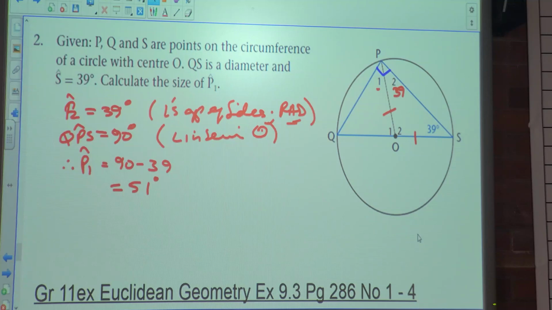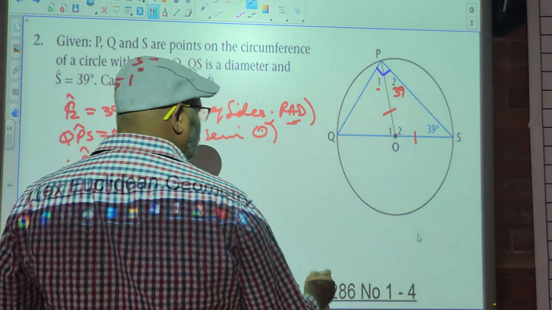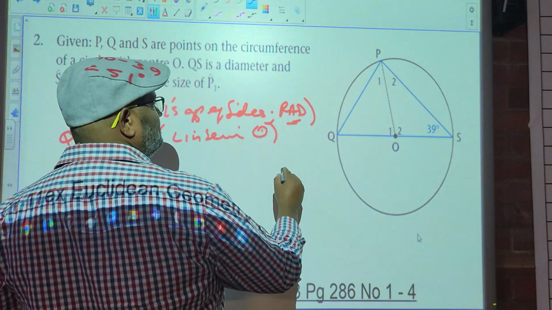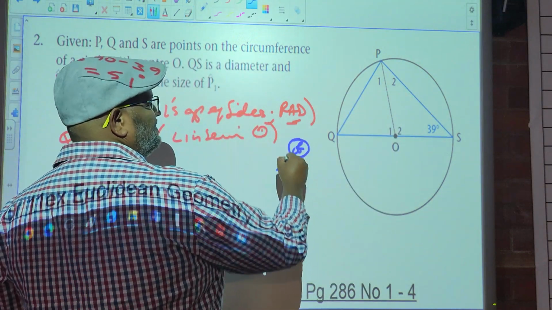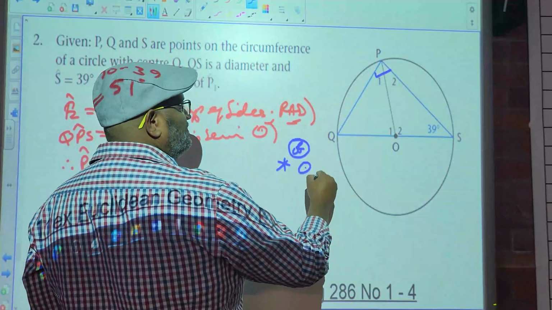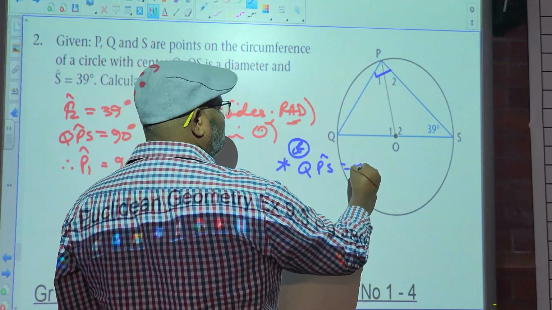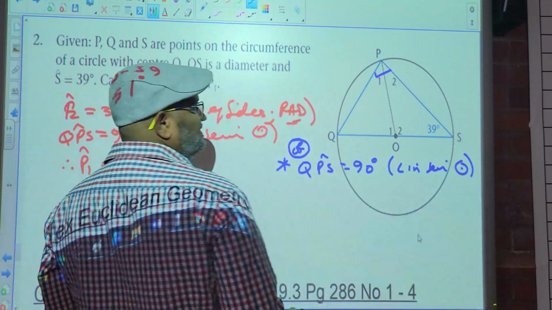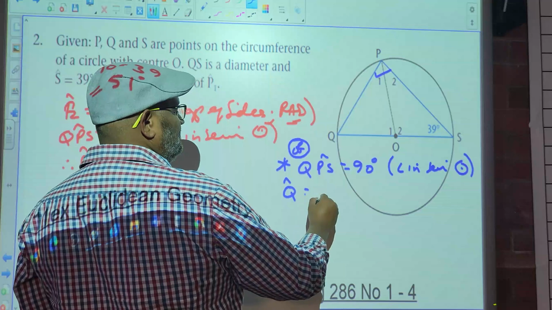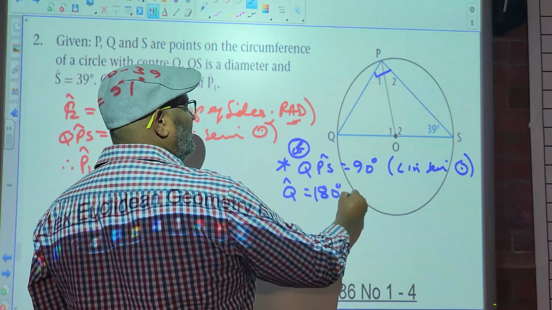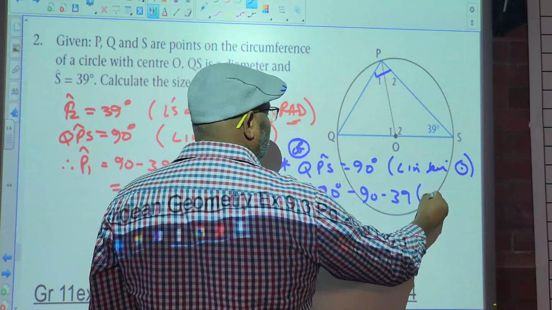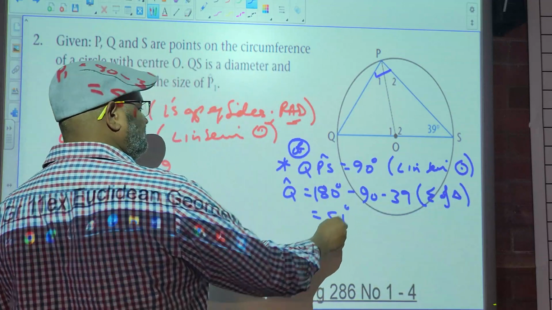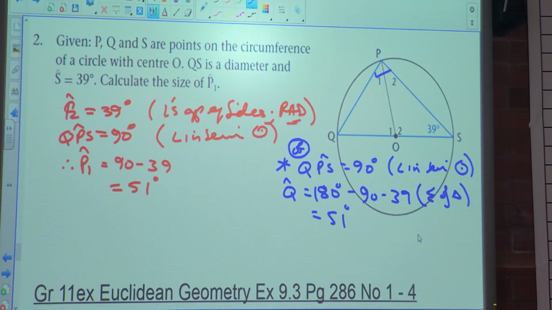Yes, you could have used sum of angles in a triangle as well. That's actually another method. I think it's easier. So you could have just said that angle QPS is equal to 90. Why? Angle in semicircle. And then of course angle Q is equal to 180 minus 90 minus 39. Why? Sum of angles in a triangle. That gives you an answer. This is a bit quicker.